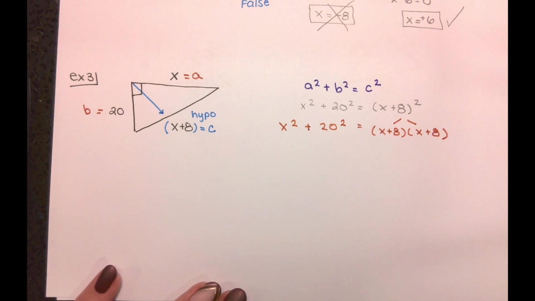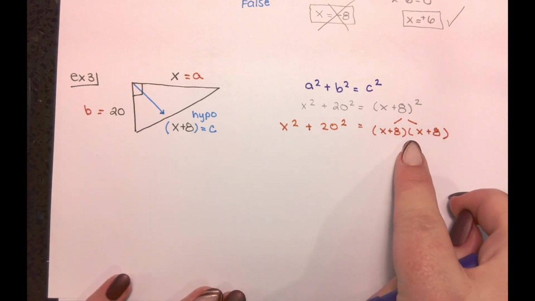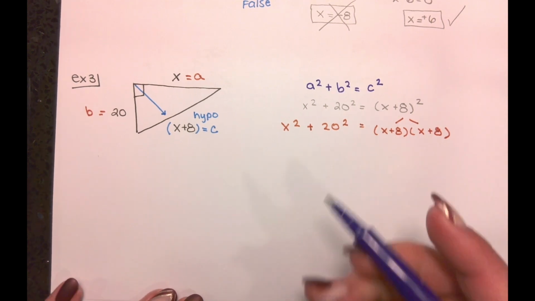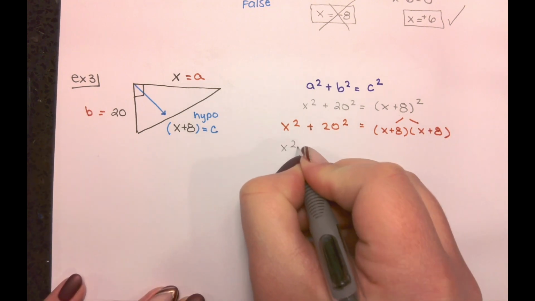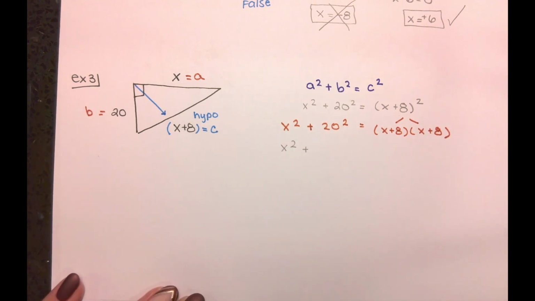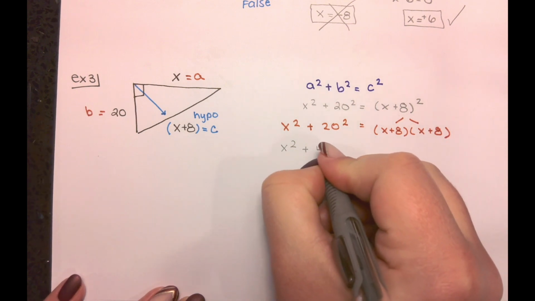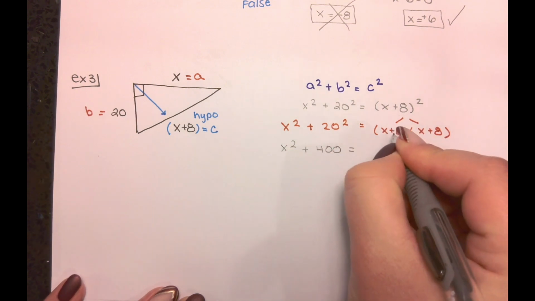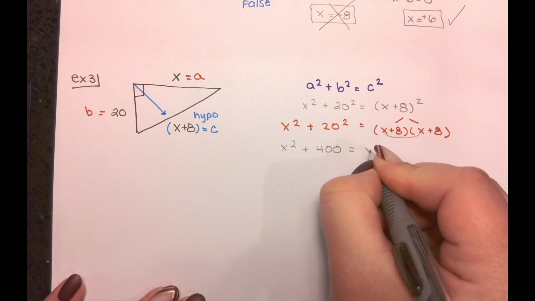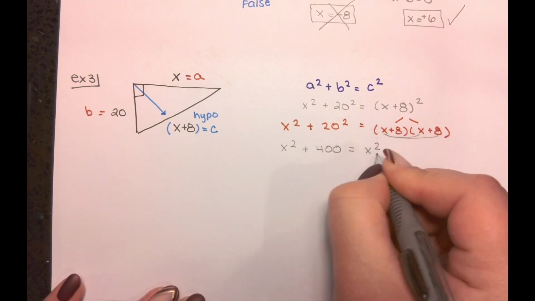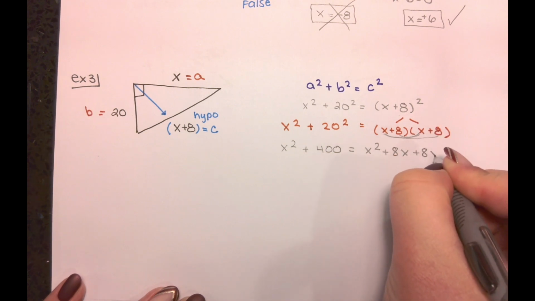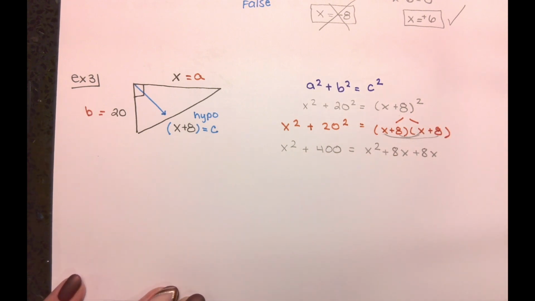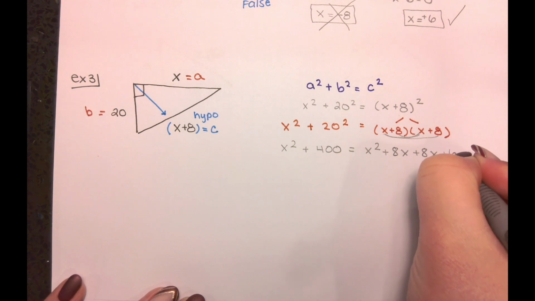Okay, so we're going to multiply things out. Again, for this one, you can choose to distribute. You can choose to do box method. So we have x squared plus 20 squared, which is 400, is equal to, and I'm going to choose to distribute. So x times x is x squared. x times 8 is 8x. 8 times x is 8x. And 8 times 8 is 64.